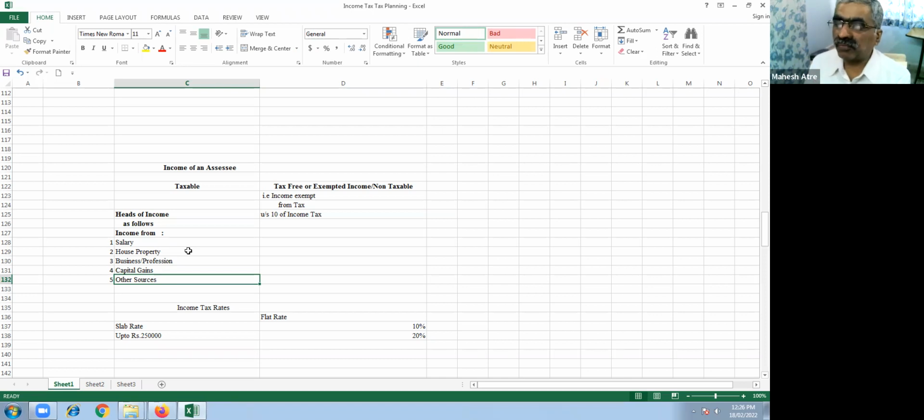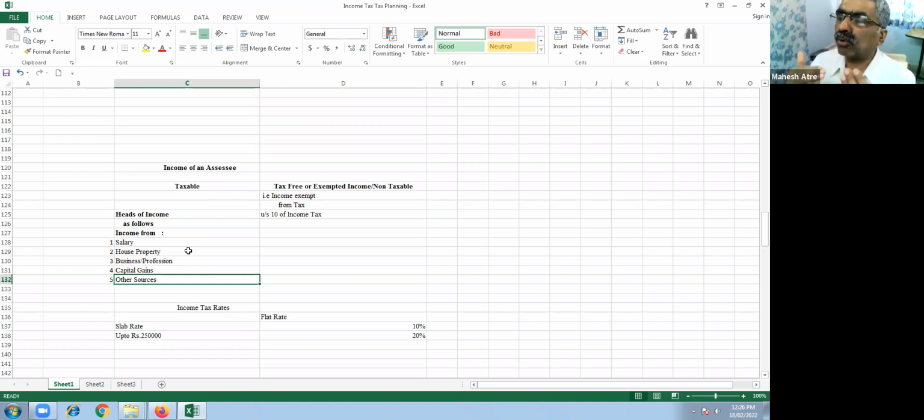Because under the heads of income, the chargeability is going to be different, the provisions are going to be different, the deductions are going to be different, and actually the tax also in a few cases is going to be different. If there is any mistake in classifying the income, then ultimately the answer is going to be wrong. So please try to understand. It is very essential that the income which is taxable should be divided under five heads.